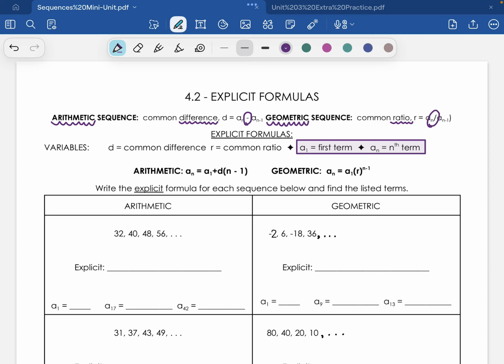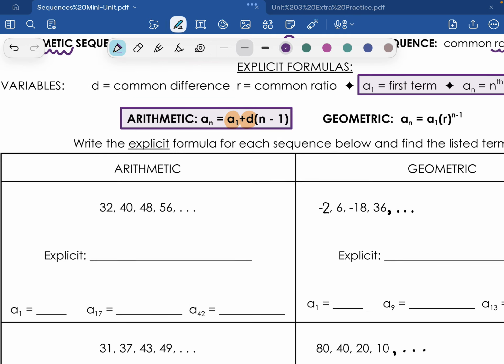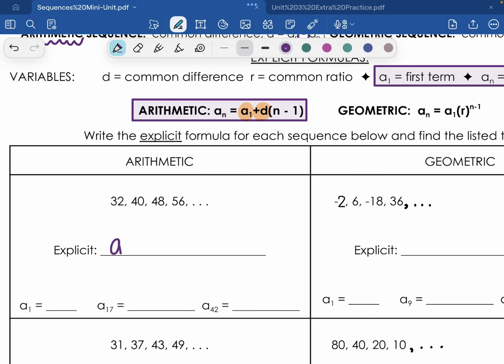One thing that's going to be really important is the only parts I need you to fill in are A1, the first term, and d, the common difference. Everything else is going to stay there for the formula. For example, on the very first problem, my explicit formula would start off with this A with a little n. That stands for the nth term. So the nth term equals A1, the first term, which is 32, plus, and then the common difference.